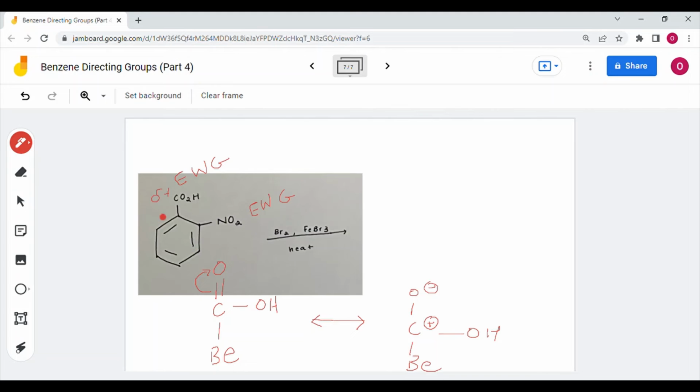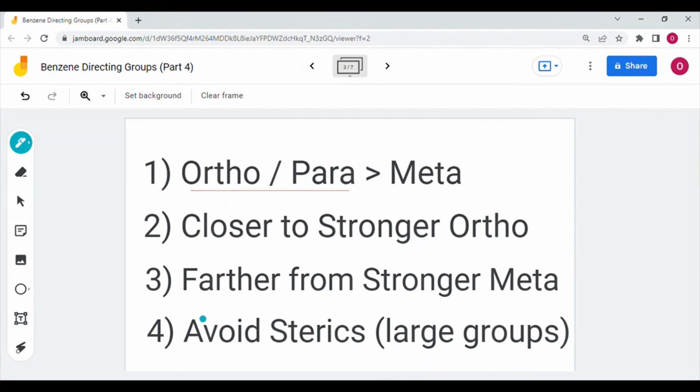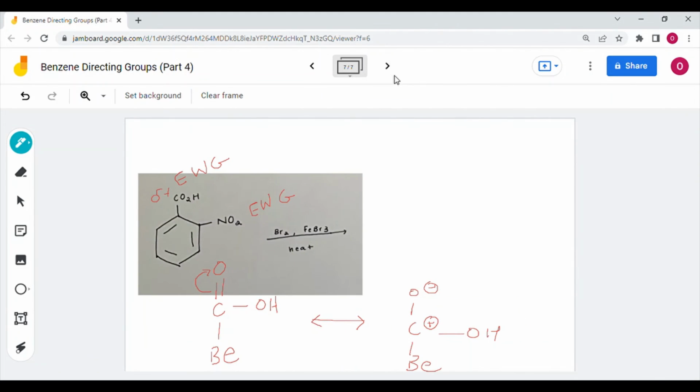So, because these are both electron withdrawing, the question becomes, in which relation does it take? And the answer, if we go back to the chart, the third rule is it's always going to be farther from the stronger meta group. So the question is, which one is stronger? And the answer is NO2.